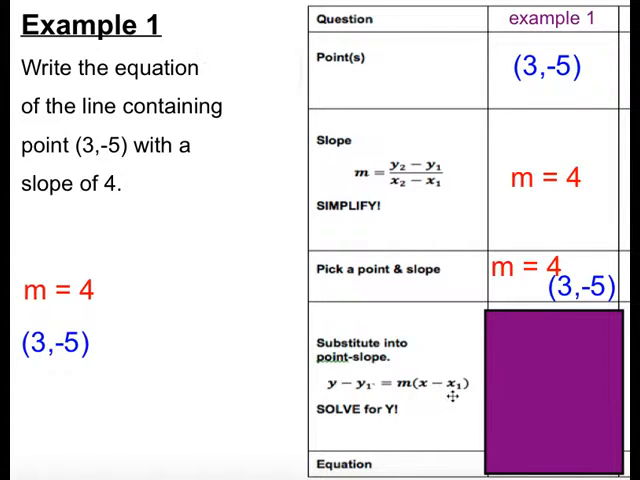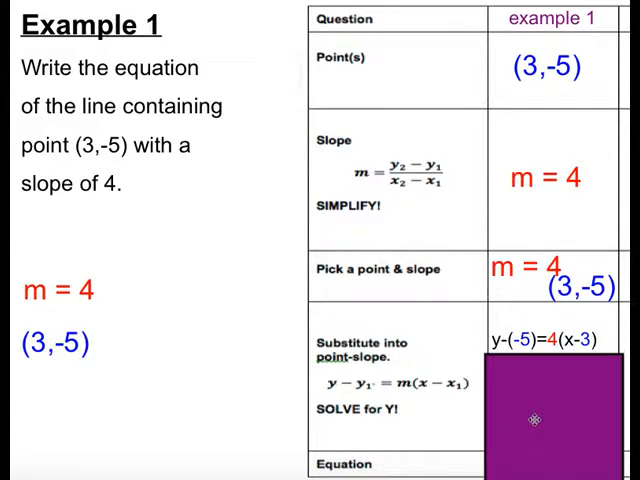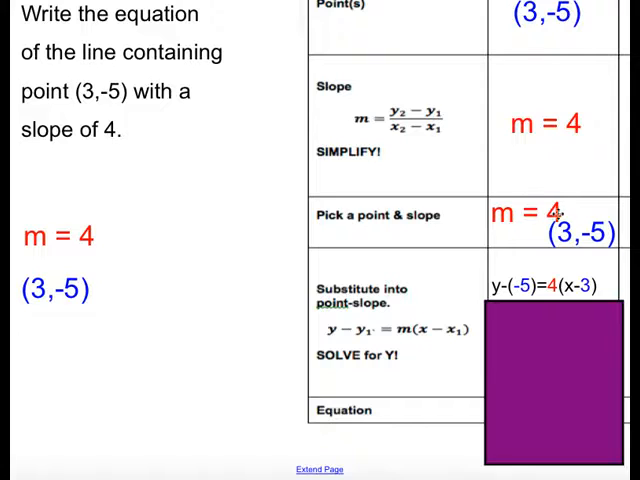Now I have my formula written down here. It says we're going to substitute into point-slope form, and then we're going to solve for y. So, first step. We take the m, which is 4, and we put it in where I have the red 4. And then we put the ordered pair in, (3, negative 5). Now the formula is minus, so if you look here we have minus and negative. And right here we just have minus 3 because it was already a positive 3.